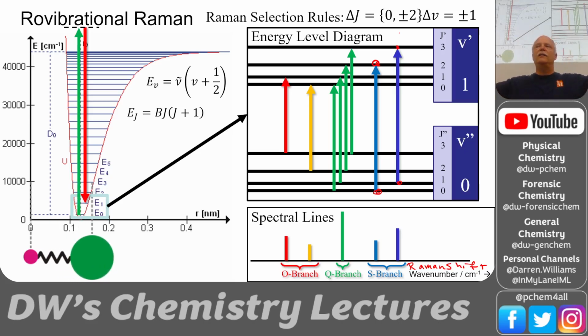But O and S are Raman, and the P and R are absorption. So we would never see those in exactly the same experiment, but we could overlay them. We would have Raman give us the O, Q, and S, and then regular absorption, FTIR, would give us the P, Q, and R.